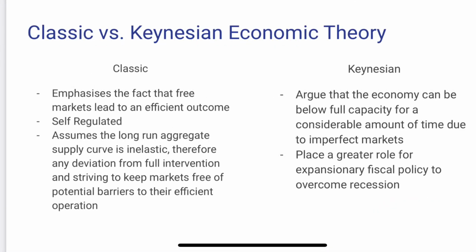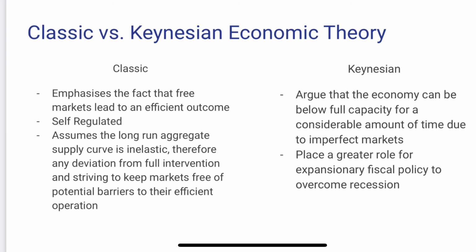So questions 5 and 6 kind of go hand in hand. Number 5 asks, what does classical economic theory have to say about how economic stability is achieved? And number 6 asks the same, but about Keynesian economic theory. As for classical economic theory, it emphasizes the fact that free markets lead to an efficient outcome. It is self-regulated and assumes that the long-run aggregate supply curve is inelastic. Therefore, there's no deviation from full employment and it strives to keep markets free of potential barriers to their efficient operation.